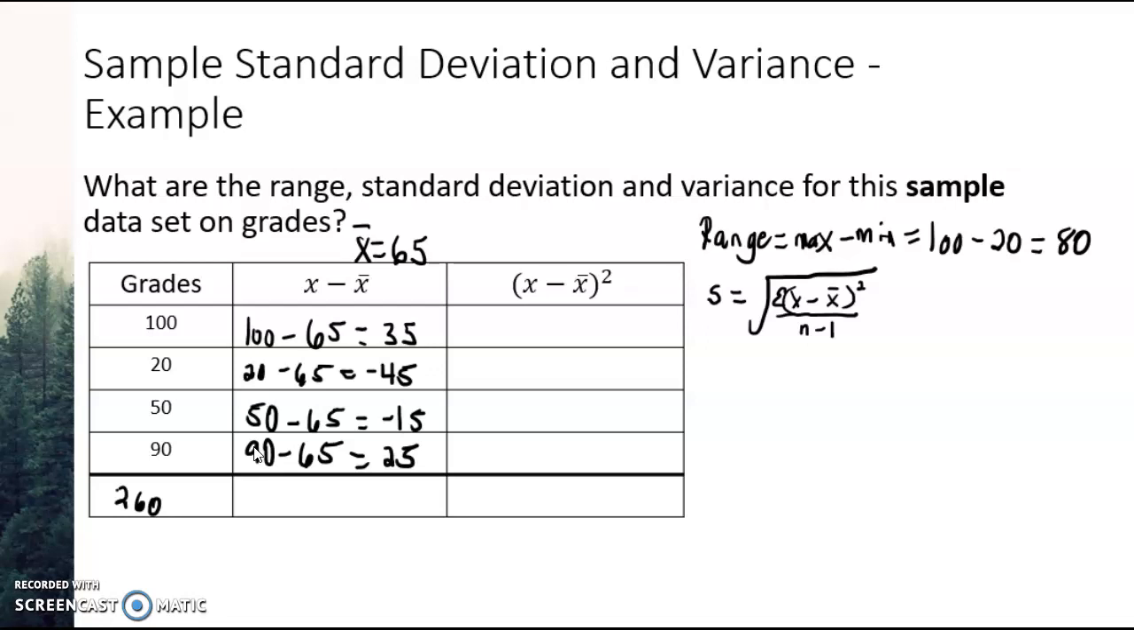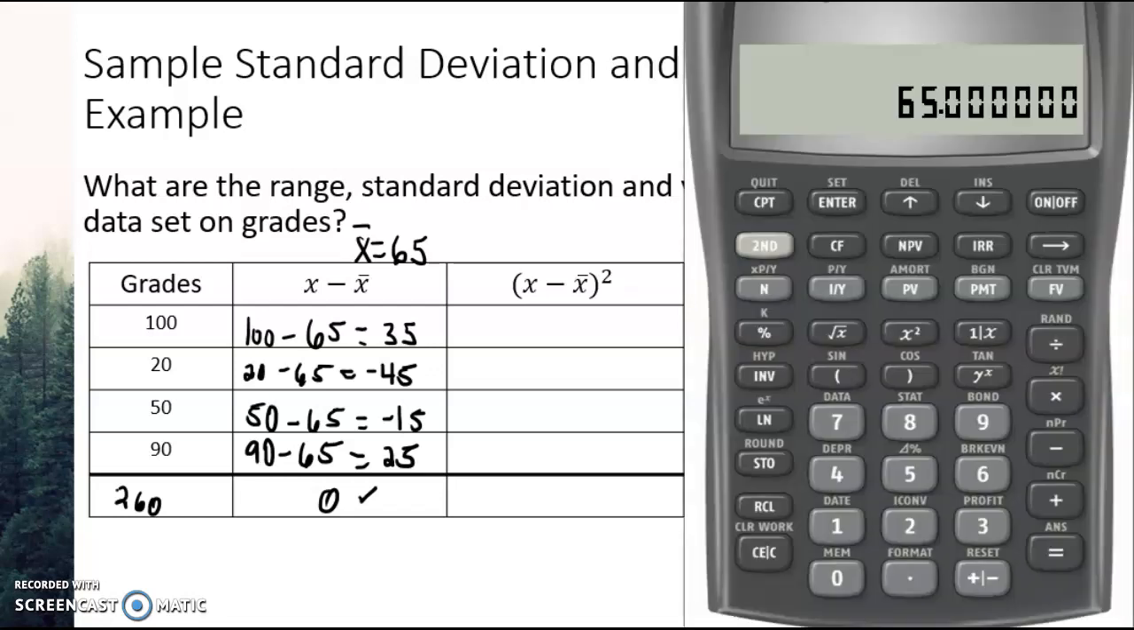When you add them together, they should always add up to 0. If they don't add up to 0, it means you made a mistake somewhere. So we are good because we got a 0. The next step is you're going to square all those values. And these are ones that you'll probably want to type in your calculator because they'll be pretty large.